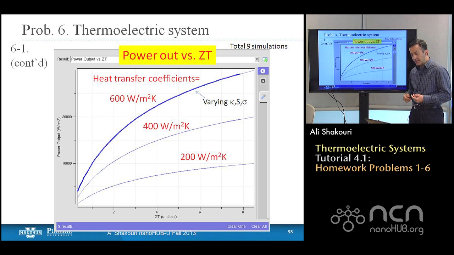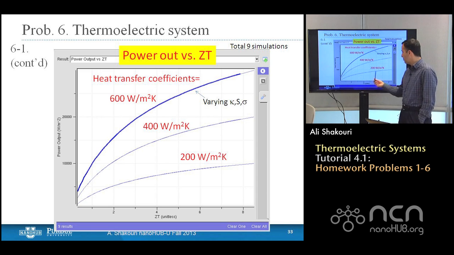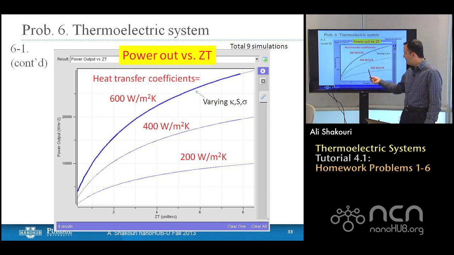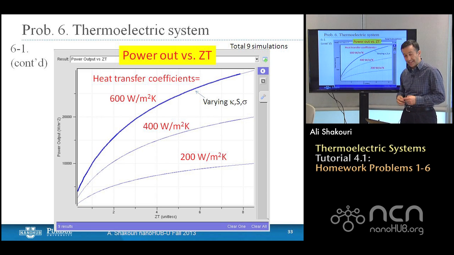Then you play with, for example, heat transfer coefficient, and you see that with the same material ZT, of course, the higher the heat transfer coefficient, the higher the power output. Heat transfer coefficient plays a big role. You remember here, going from this point to this point, ZT goes from 2 to 6 or 8. This is a huge improvement in material. But if you can deal with the higher heat fluxes, of course, you can get higher outputs at the same ZT.